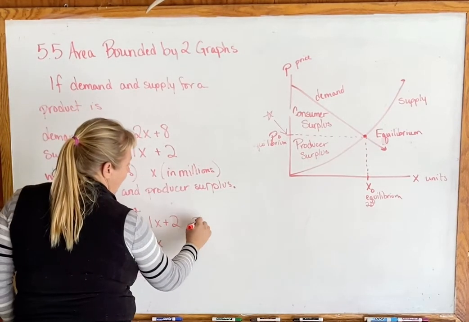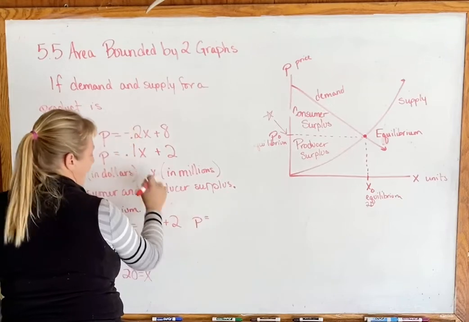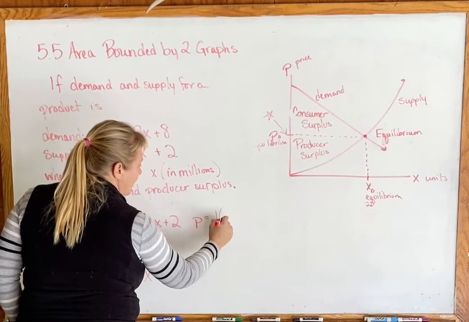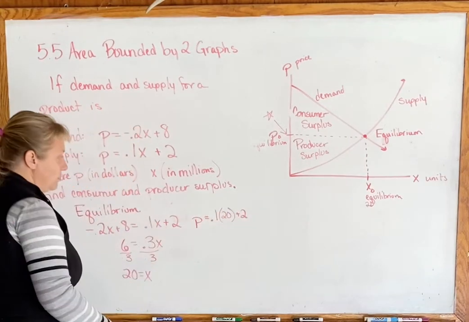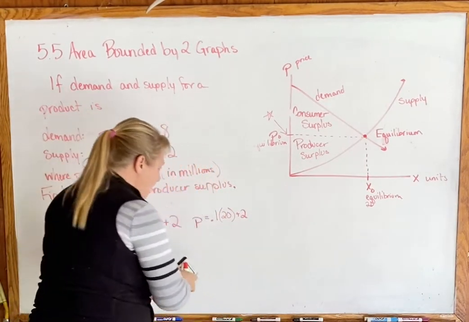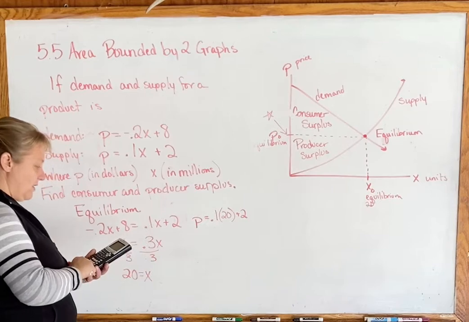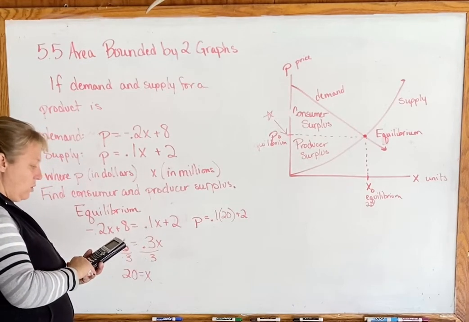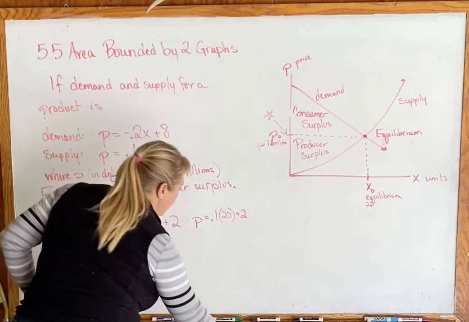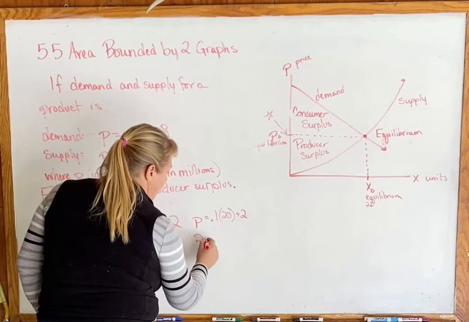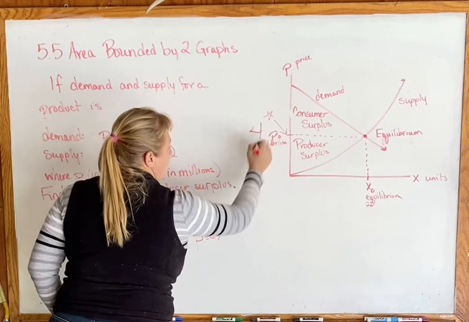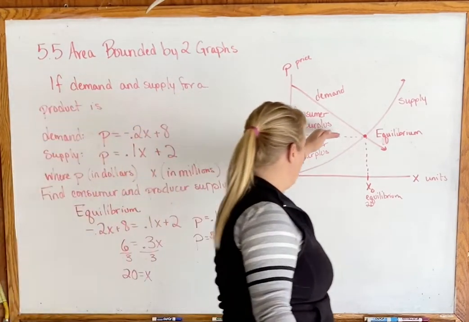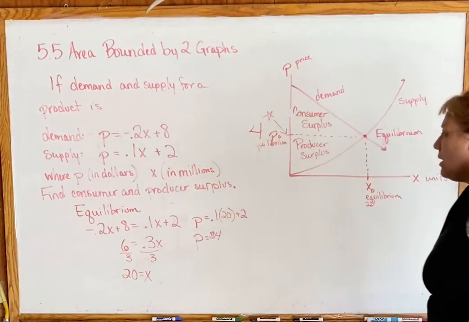So we can say price equals, let's go with this guy, 0.1 times 20 plus 2, right? And the 0.1 times 20 should give us just 2, plus 2 more gives us 4. So we get a price of $4. Now that goes right here. That is our equilibrium line there.